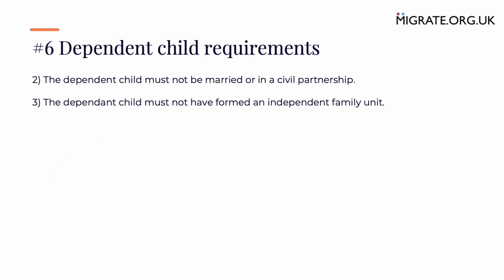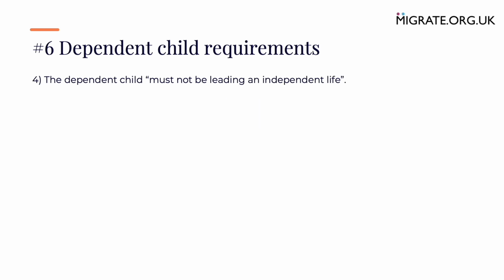The second and third requirements are that the dependent child must not be married or in a civil partnership and must not have formed an independent family unit. The fourth requirement is that the dependent child must not be leading an independent life.